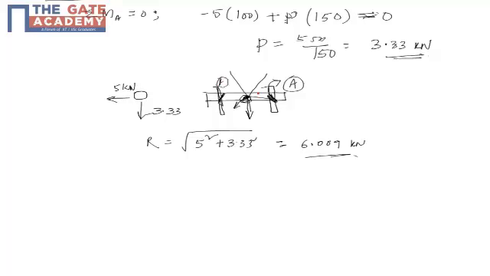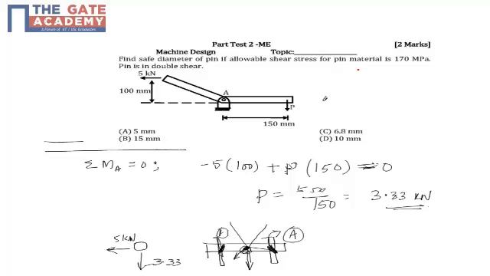The stress either here or here will be R by 2A, because R by 2 is the load resisted by each area. So R by 2 divided by area of cross section is the stress at either of these critical sections. This has to be less than 170 MPa, which is the allowable shear stress.